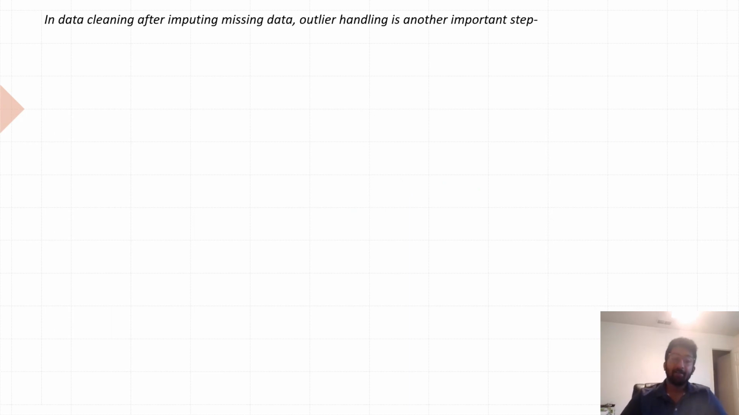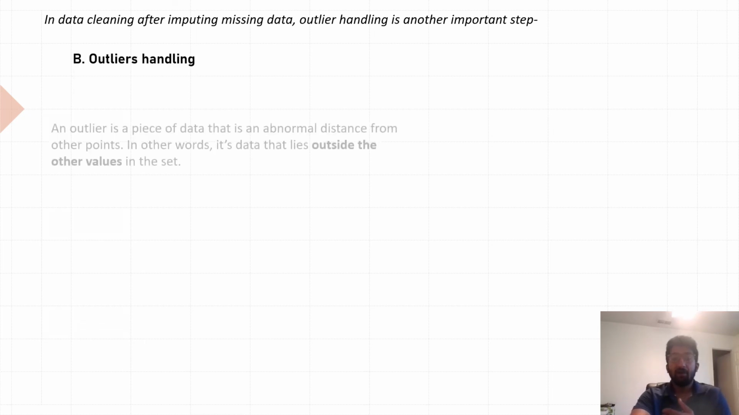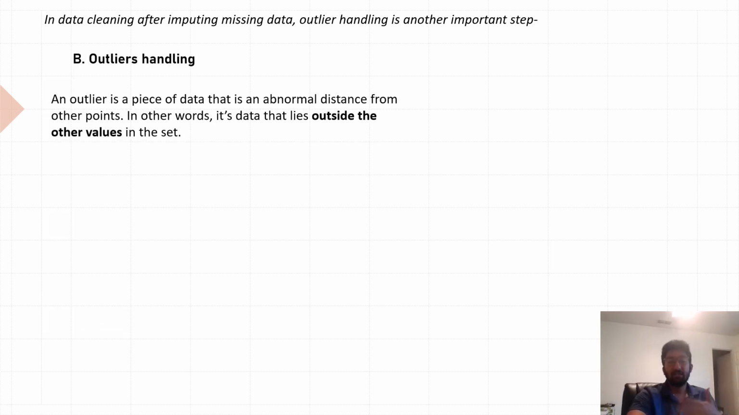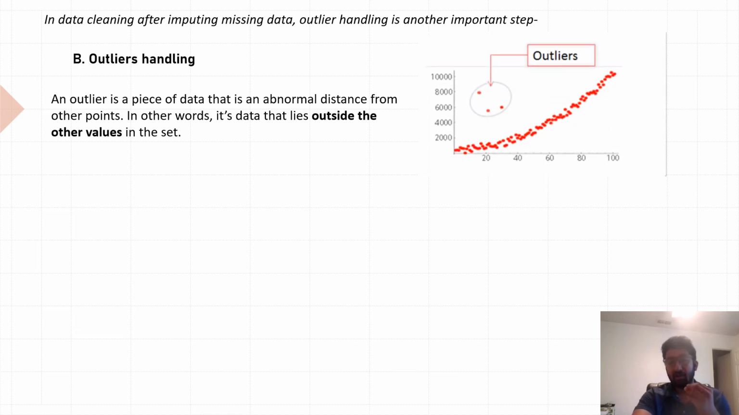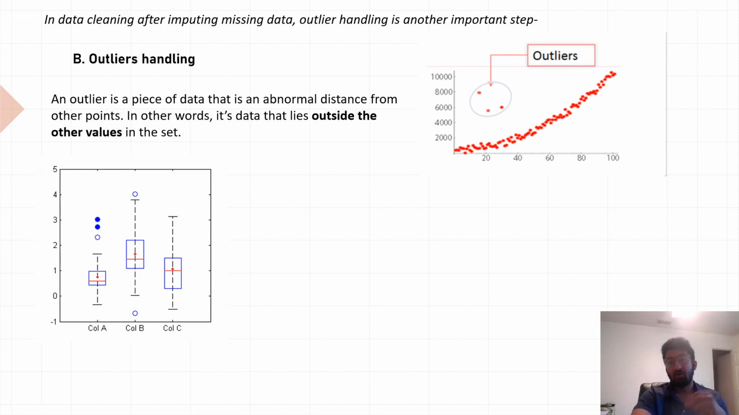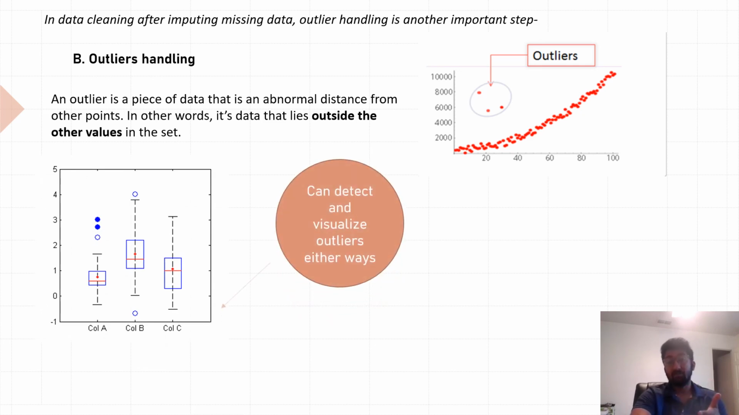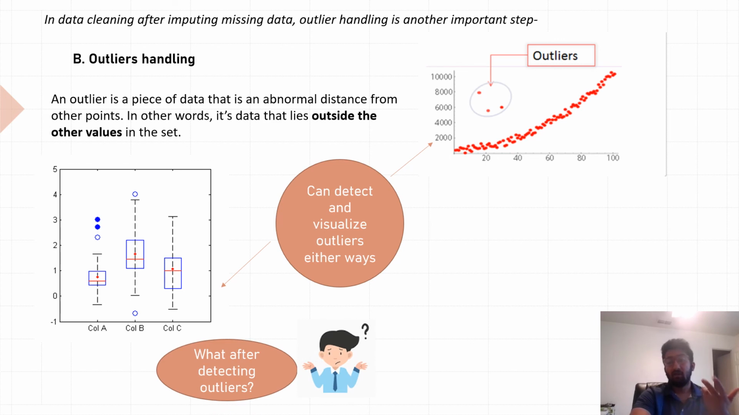In data cleaning, after data imputation, outlier handling is another important step. An outlier is a piece of data that is at an abnormal distance from the other points. In order to handle outliers, the first step is to detect if there is any outlier in the data or not. For this, we visualize it, either by a regression graph or by a box plot. After we detect outliers, we can either remove that data, or impute it with another best substitute.